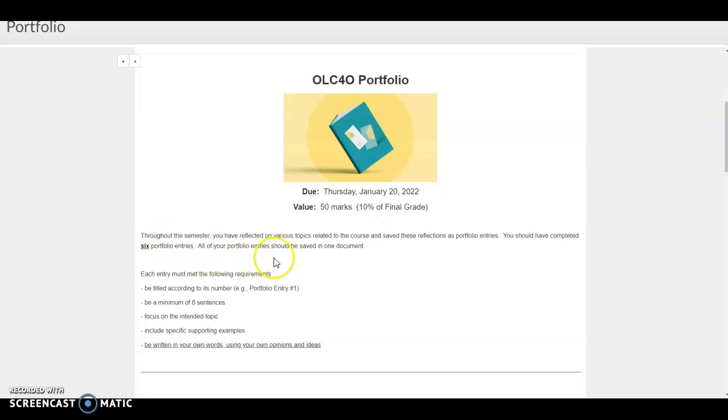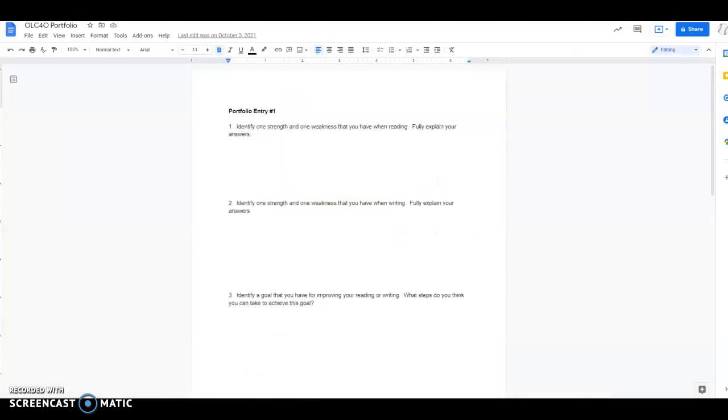So throughout the semester, you have reflected on various topics related to the course and saved these reflections as portfolio entries. You should have 6 completed portfolio entries at the ending of Unit 4. All of your portfolio entries should be saved in one document. So, for example, if I've got my OLC4O Portfolio document opened here, I've got portfolio entry number 1, I've got my title, and I've got my questions. And then I would just have answered my questions.